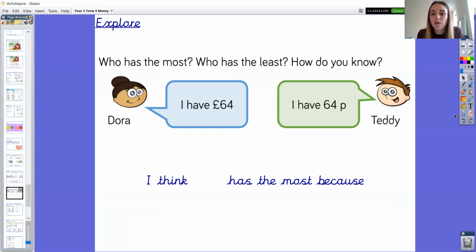So who has the most money? Who has the least money? And how do you know? So Dora has £64, and we know it's pounds from looking at the symbol before the number. And Teddy says, I have 64 pence. So the letter P is telling us that it's pence. So who has the most and who has the least?